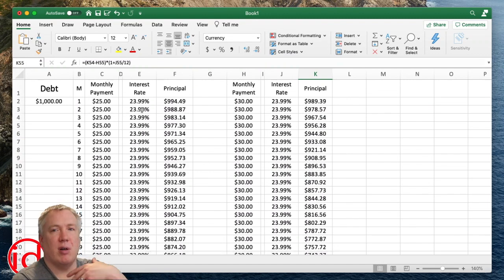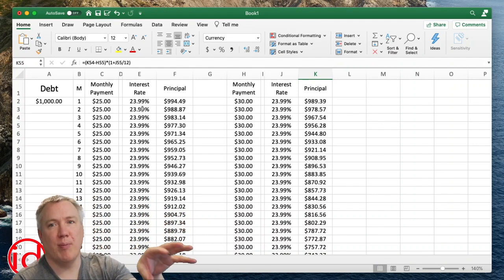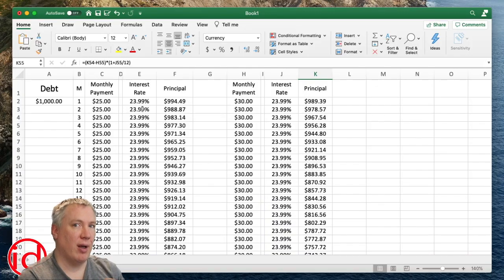This is also called an amortization schedule. It shows you as you pay off something, how much is your balance, how much is what's called your principal, the amount you still owe the bank or whatever institution lended you the money.